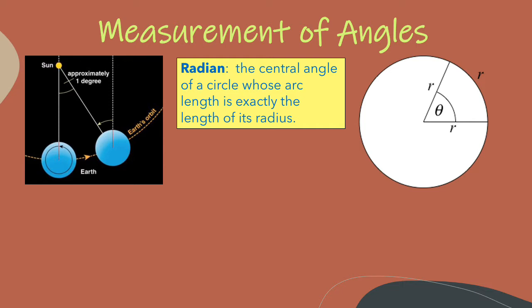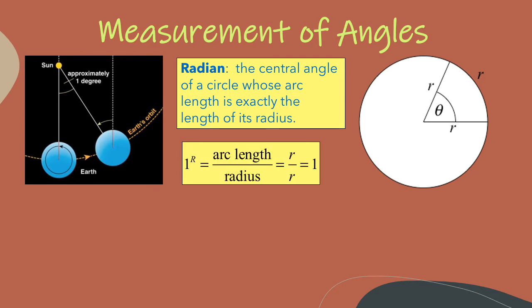A radian is defined as the central angle of a circle whose arc length is exactly the same as the radius of the circle. As you can see in the picture, we have a circle, we have an angle that is formed by two radii, and the arc length is also the length of the radius. This represents 1 radian.